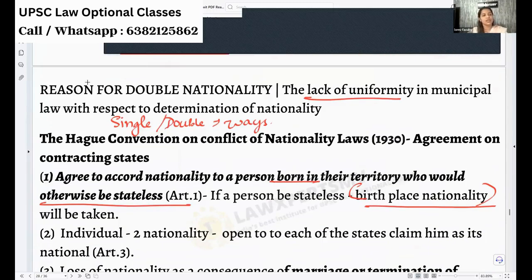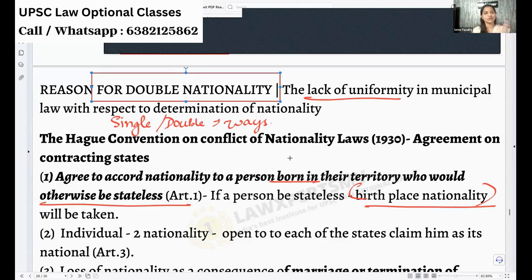Now we are coming to the reason for double nationality. See, why do we get double nationality? Simple reason: we have a lot of circumstances, and because of these circumstances we get double nationality. But the basic reason is that each state has a different set of municipal laws to award nationality.